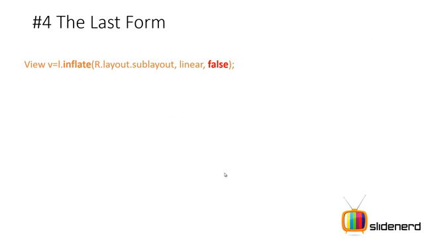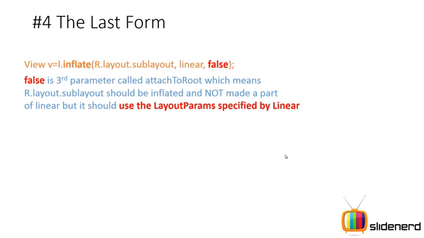Alright, so this is the final form of the method, which is something like this: l.inflate(R.layout.sublayout, linear, false), where linear is the parent. Now what does this false do? Very simple. The false means that r.layout.sublayout should be inflated, but it should not give a reference to this linear layout inside V. It should give us the reference to the text view. Remember the first issue that we discussed? Second, this linear is passed here in the second place so that you can use its layout params object to control the appearance of this text view.